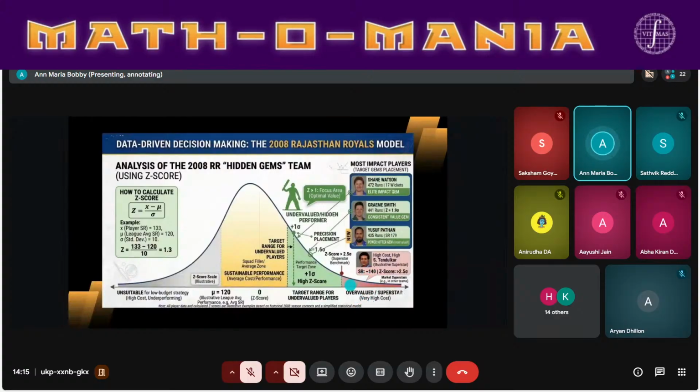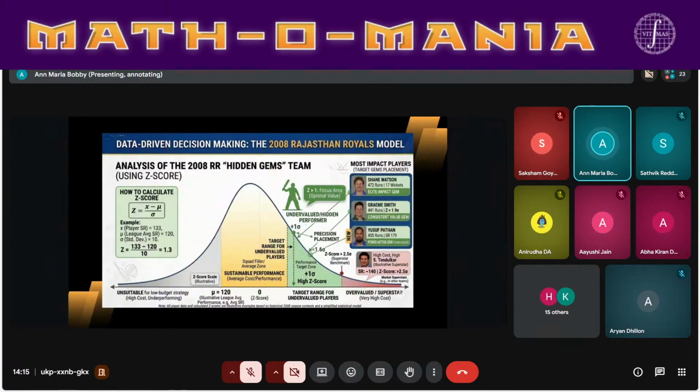At the rightmost end, you can see Sachin Tendulkar. He had a Z score of more than 2.5 sigma. That's why he is categorized as an overvalued star. We all know his price was very high. He was a very expensive player. And that's it about this bell curve. These players were identified to be the undervalued players back then because those people were not stars back then. Later, eventually, they became stars. So this is an analysis of the 2008 hidden gems team.